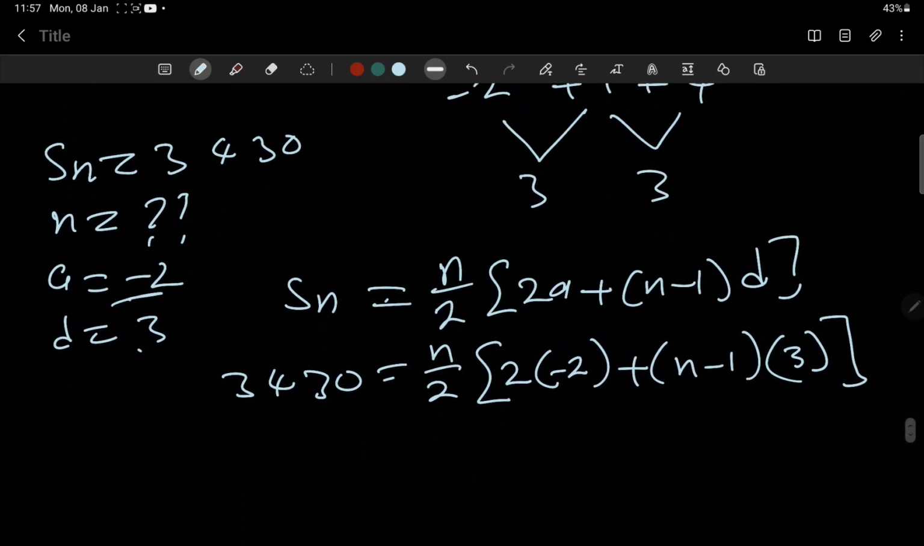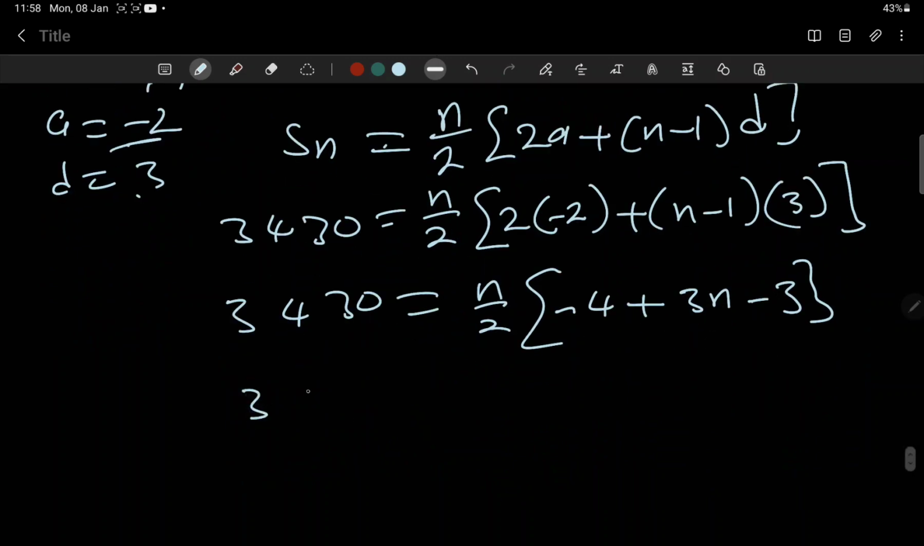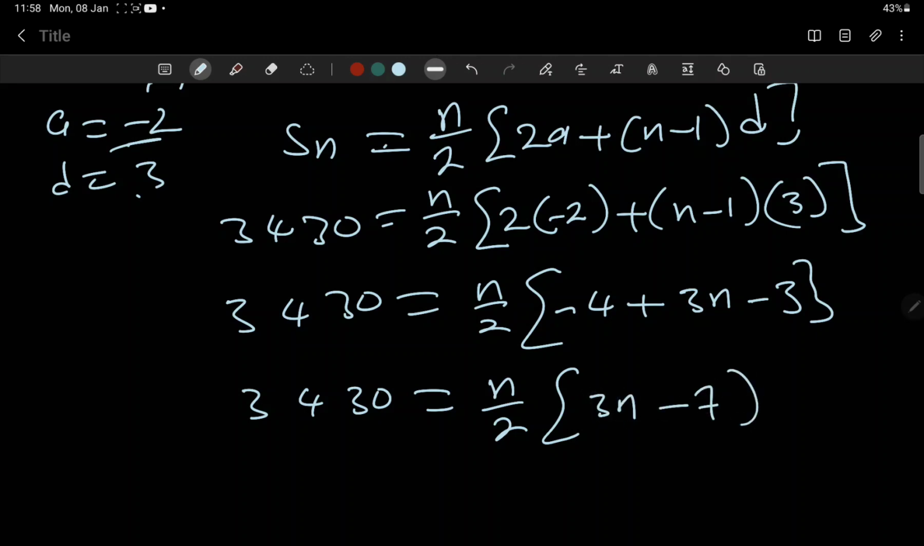Let's simplify the brackets first. 3,430 equals n over 2, in bracket 2 times negative 2, this is negative 4, plus n times 3, and negative 1 times 3, negative 3. 3,430 is still on the left hand side. N over 2, negative 4 negative 3, that is negative 7. So we have 3n negative 7 inside the bracket.